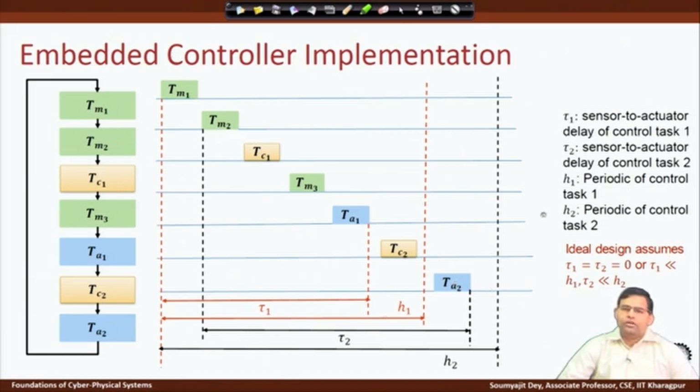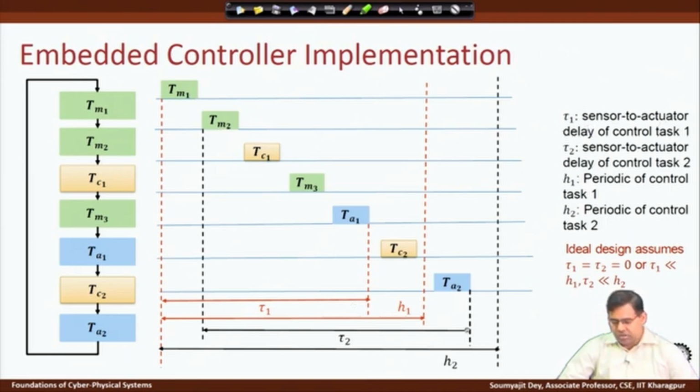Now, if you look at these different timing values, we have something marked as tau 1. Tau 1 is what we call the sensor to actuation delay. Once some value is sensed, the corresponding actuation value is computed and is ready for the actuator after this interval. That is the sensor to actuator delay.